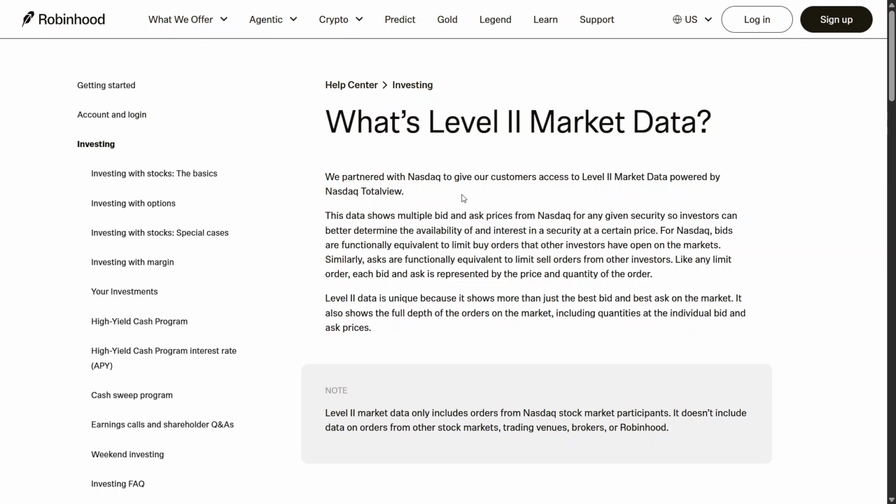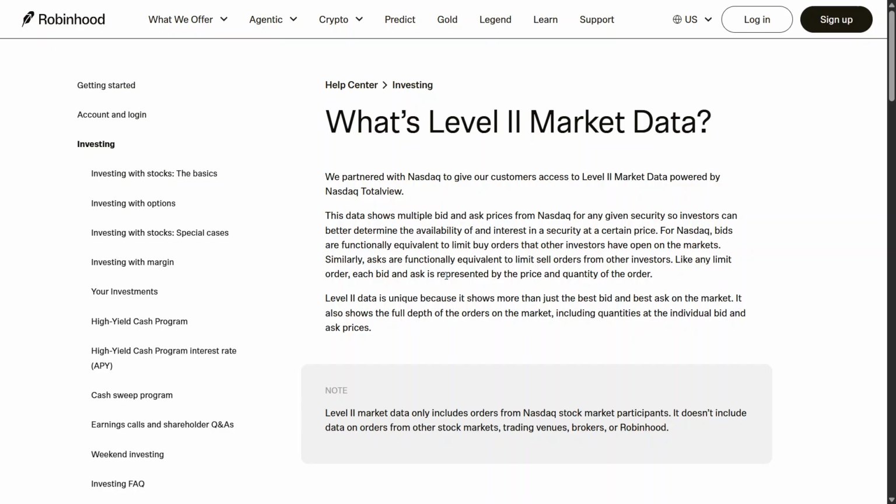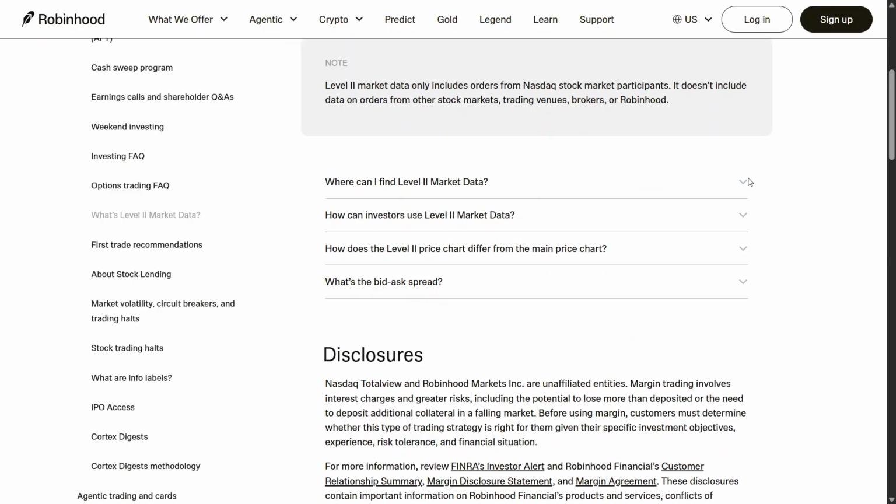Hi everyone, in this video we will show you how to use Level 2 market data in the Robinhood app. Level 2 market data gives you a deeper look into the market by showing multiple bid and ask prices instead of only the best available price.